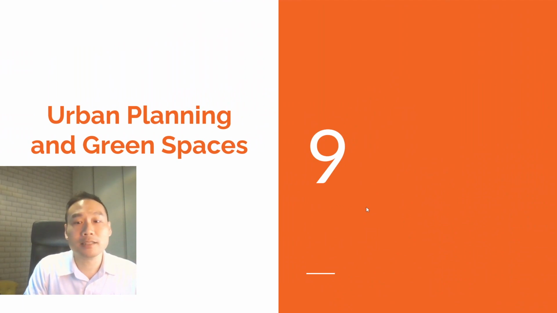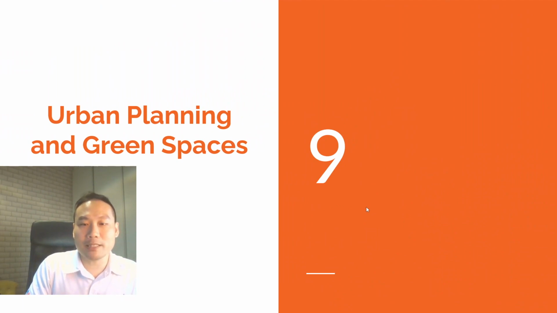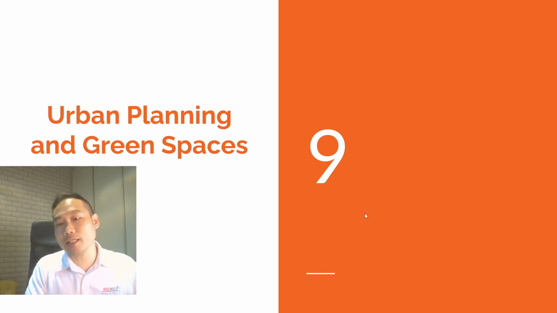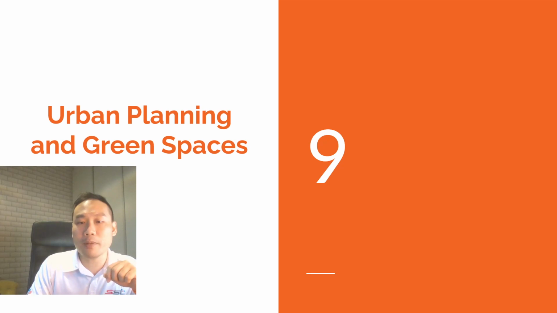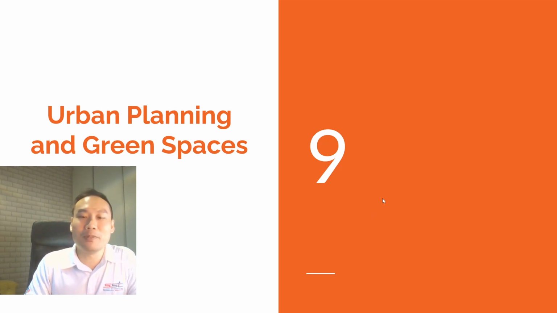Finally, number 9. Urban planning and green spaces. Urban planners use gradients to create green spaces within cities. Gentle gradients on walking paths, for instance, make these areas accessible and enjoyable for people of all ages and abilities.